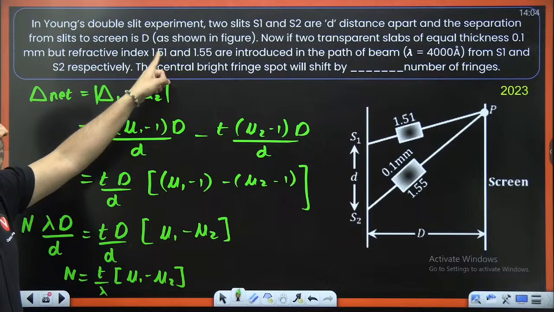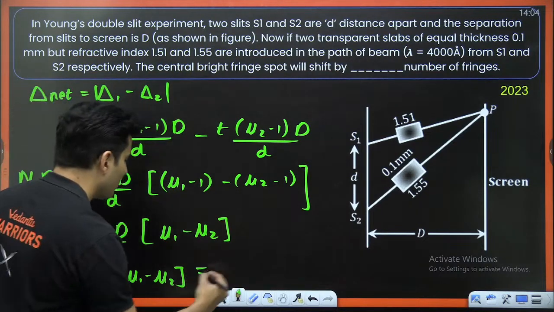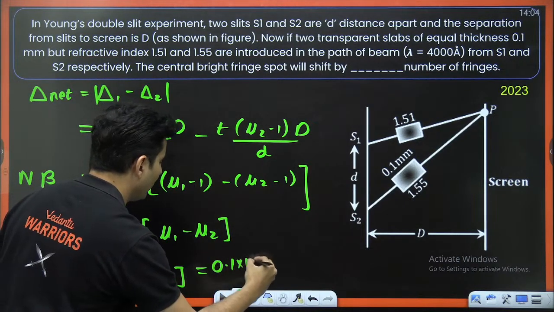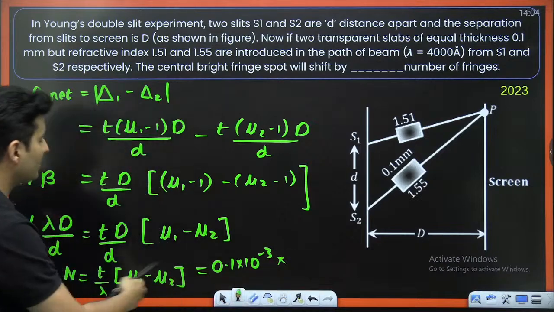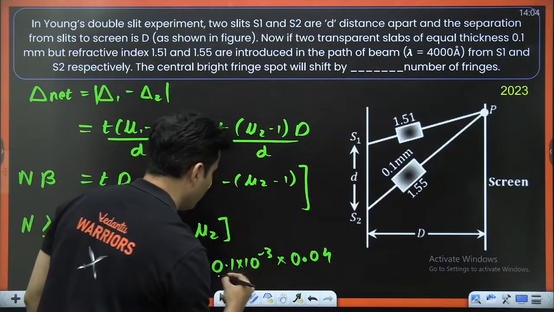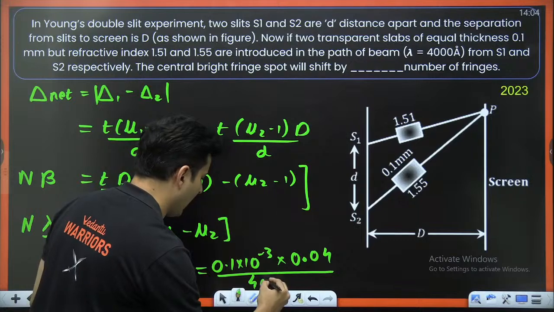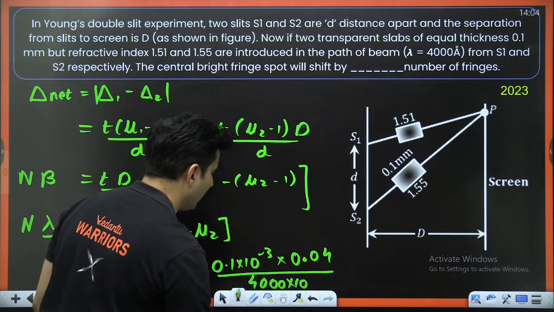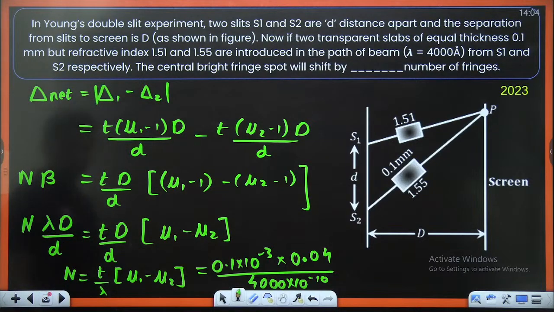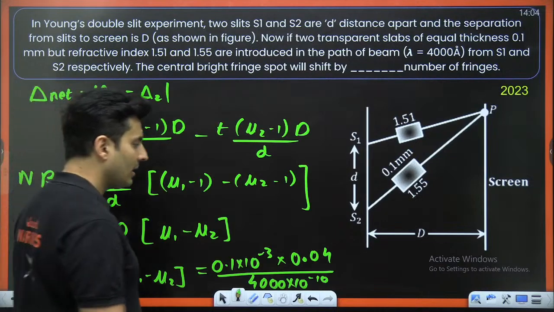Mu 1 and mu 2 you know, 1.51 and 1.55, put it over here. Thickness also you know, lambda also you know. So thickness is nothing but how much? 0.1 millimeter. So 0.1 into 10 to the power minus 3. The difference of the refractive index is nothing but 0.04. This whole thing divided by lambda, which is 4000 Angstrom. So 4000 into 10 to the power minus 10, right? So just do it, you will get the answer close to 10. Yes, see if you are getting the answer as 10 over here.